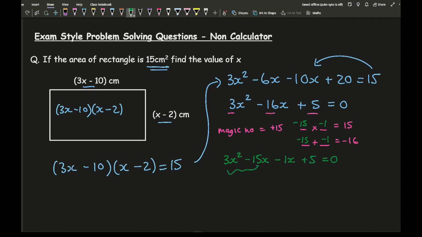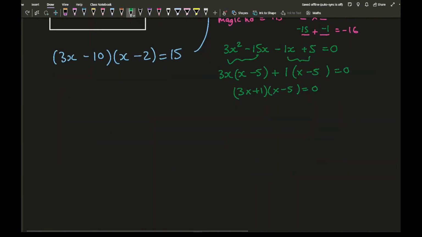And then factorising the pairs, we get 3x and we get x minus 5 plus 1 lot of x minus 5 equals 0. So then we end up with 3x plus 1 and x minus 5 equals 0. Now when we've factorised it into double brackets, basically from this what we then got, if I just move this down, so either 3x plus 1 equals 0 or x minus 5 equals 0.